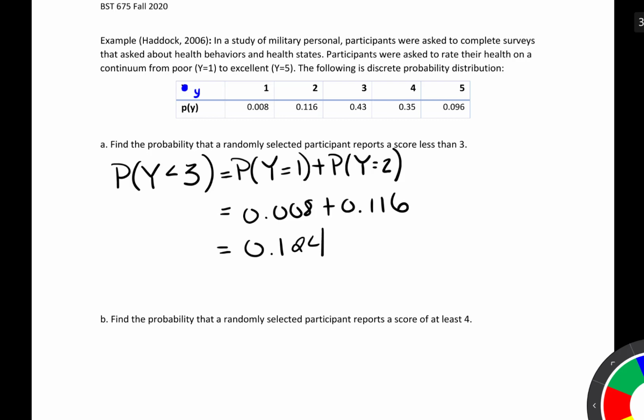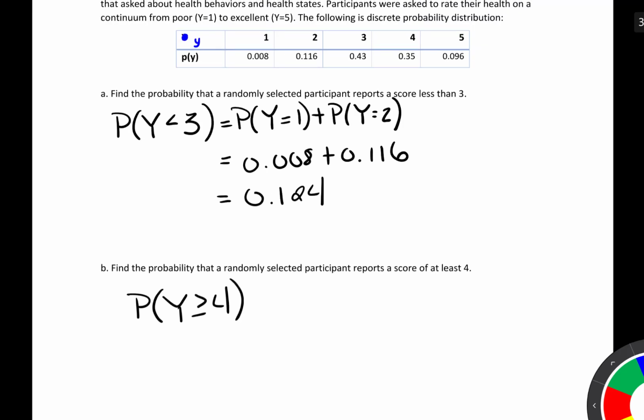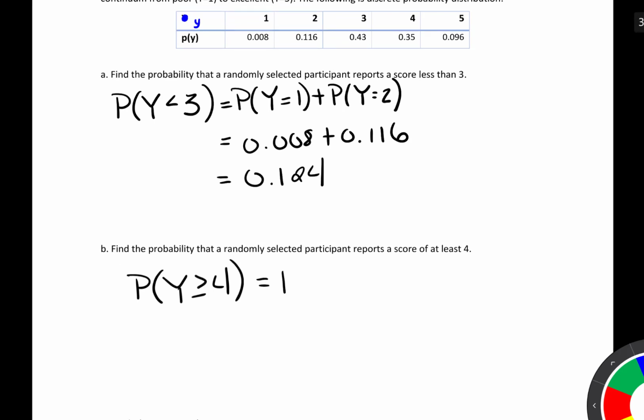All right. So the next one says, what is the probability that a randomly selected participant reports a score of at least 4? So this means the smallest that y can be is 4. And so if we look here, again, scores are restricted between 1 and 5. So this is equal to the probability that y is equal to 4 plus the probability that y is equal to 5. And so we can solve this very similar to what we did up above.